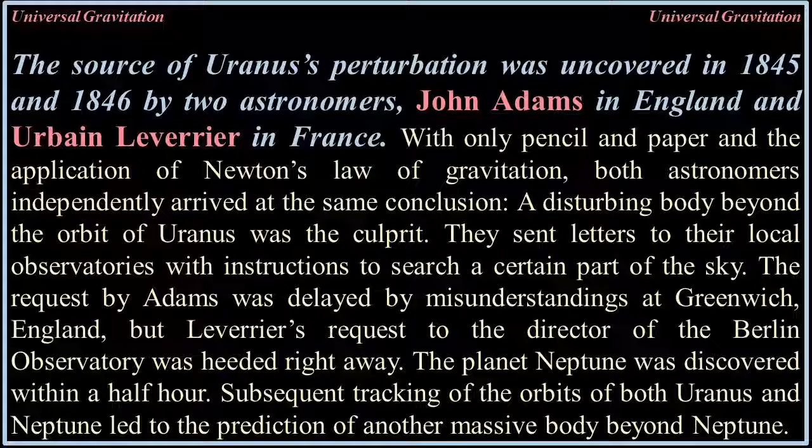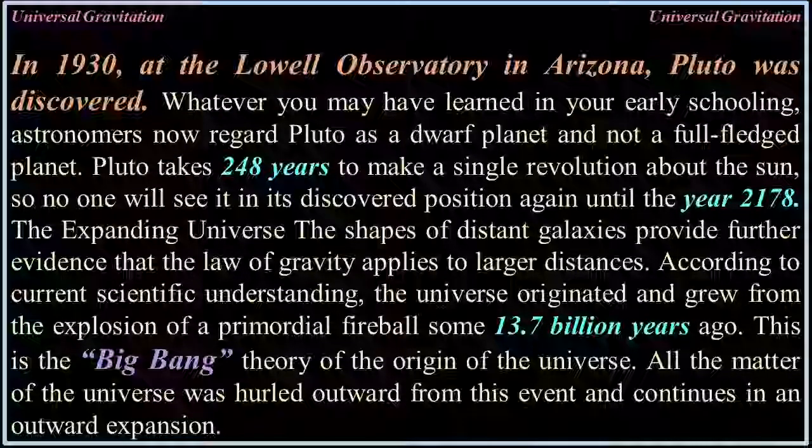Subsequently, tracking of the orbits of both Uranus and Neptune led to the prediction of another massive body beyond Neptune. In 1930, at Lowell Observatory in Arizona, Pluto was discovered. Whatever you may have learned in your early schooling, astronomers now regard Pluto as a dwarf planet and not a full-fledged planet. Pluto takes 248 years to make a single revolution about the Sun, so no one will see it in its discovered position again until the year 2178.